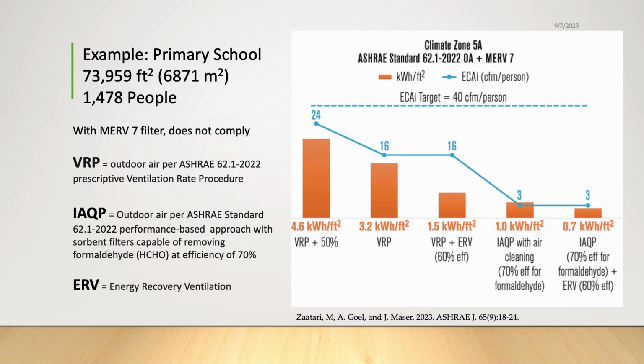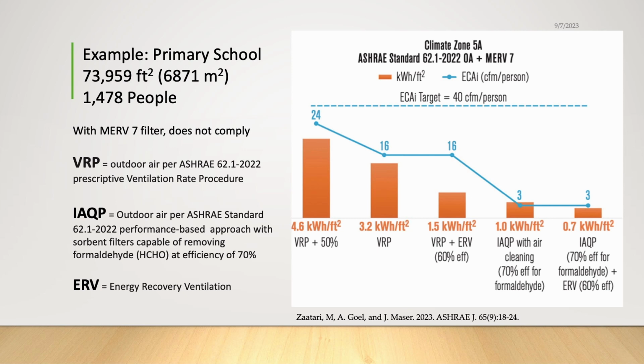The indoor air quality procedure, as it's been revised in Standard 62, and what happens also if you add energy recovery ventilators to do that. So over on the right, we have the most energy intensive case, which is meet the VRP and add 50%. And if we only have a MERV 7 filter in the system, what we see is that for a typical system, we're not even going to meet the 40 CFM per person requirement, although we've added 50% to the outdoor air. If we go to the ventilation rate procedure, the energy use goes down, but the equivalent clean air per person goes down, and we're still low.